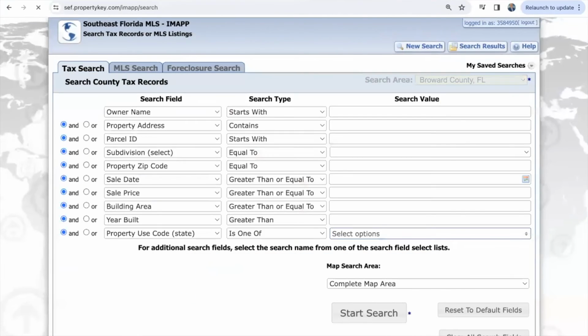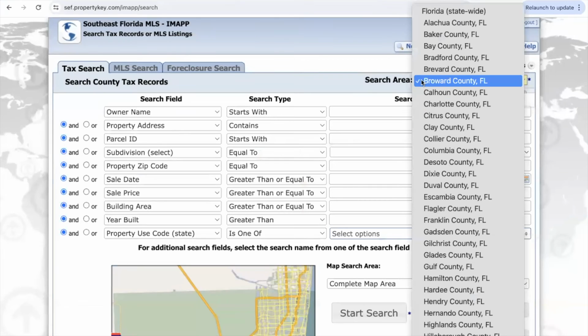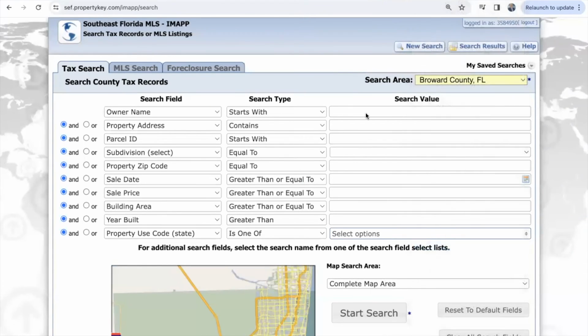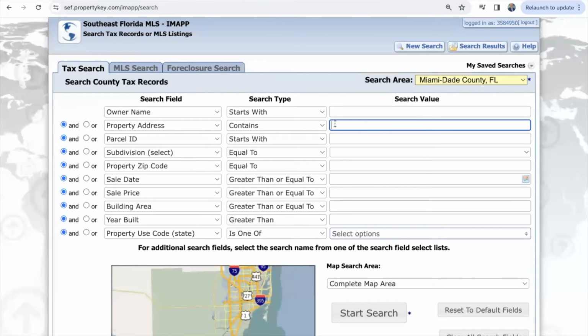Just with the address. All right, so going back over here, we're gonna switch to Miami-Dade County. All right, and then we're gonna do 400 South Point Drive, and what's the apartment number again? 1404. South Point Tower.